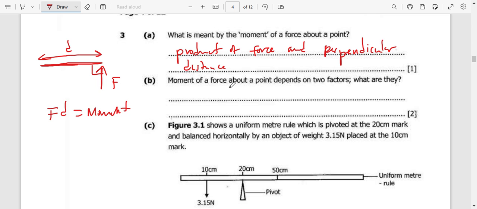The next question is, a moment of a force about a point depends on two factors. What are they? The moment of a force is going to depend on the force and the distance, as we are able to see from the formula. If you increase the force, you are going to increase the moment. If you increase the distance, you're also going to increase the moment. So the moment of a force depends on the force and the distance.